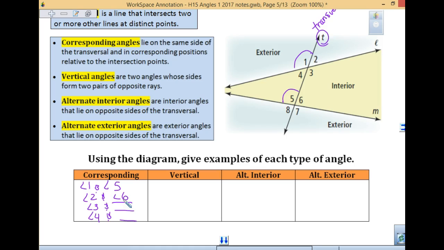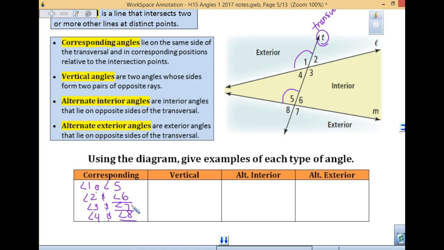Sage, what do you have for 3? 3 and 7, and Carmen, 4 and 8.